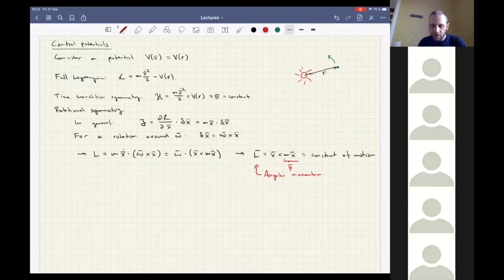So that means that we can actually make some simplification here. So we know that x and x dot are restricted to a plane which is perpendicular to L. And so I can choose my coordinate system such that I use polar coordinates in this plane.